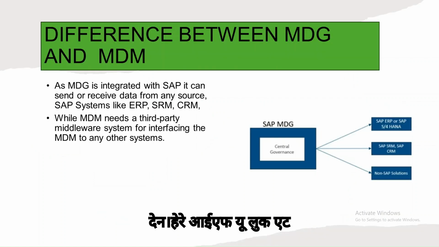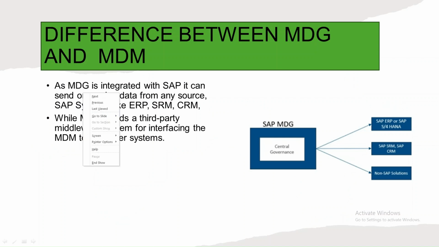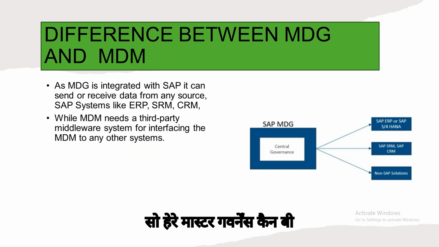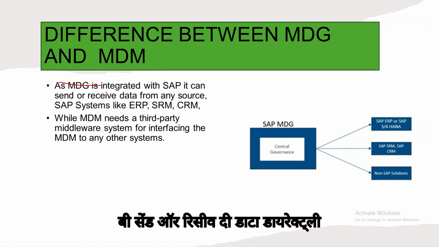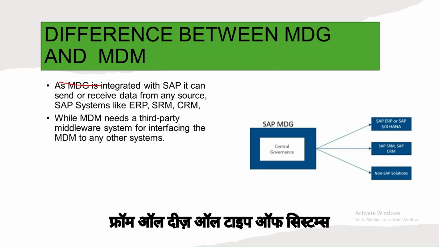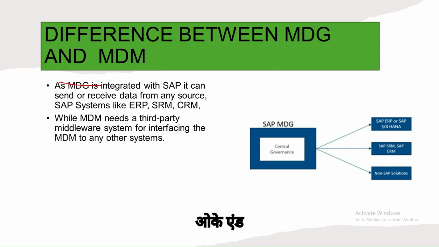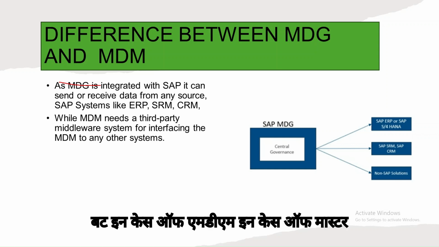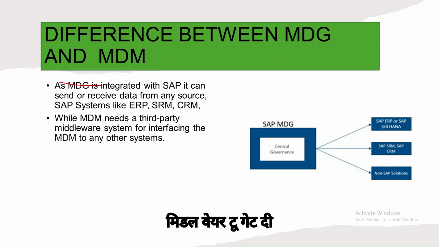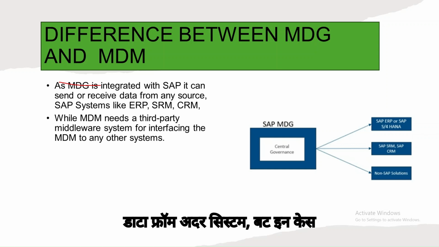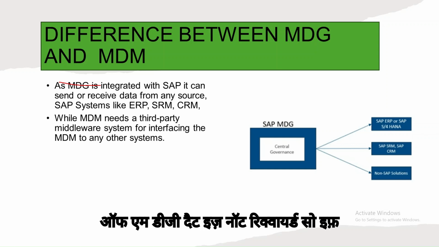Then here, if you look, master data governance can be integrated with SAP and also other systems: ERP, SRM, CRM. So it can send or receive the data directly from all types of systems. But in case of MDM, master data management, we need a middleware to get the data from other systems. In case of MDG, that is not required.